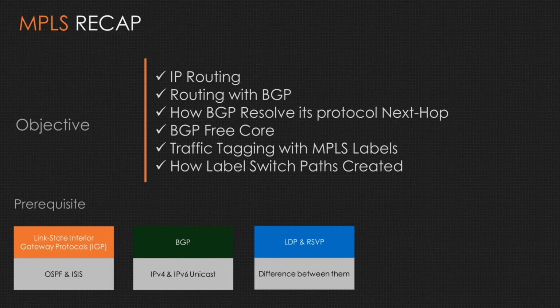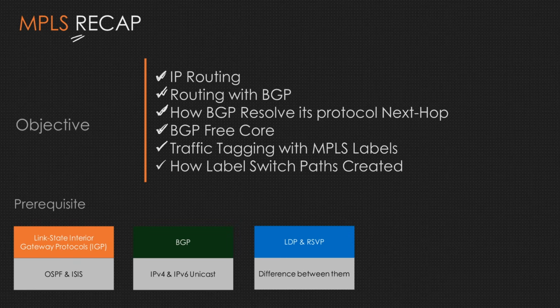In our segment routing module, we'll start with a recap of MPLS. In this recap, the objective is to see how traditional IP routing happens, taking three routers as an example, and how the route table lookup happens. Then, when we introduce BGP, we'll see how routing for BGP takes place, how BGP resolves its next hop, and what a recursive lookup is. We'll also discuss what a BGP-free core is and how we can create one using MPLS.